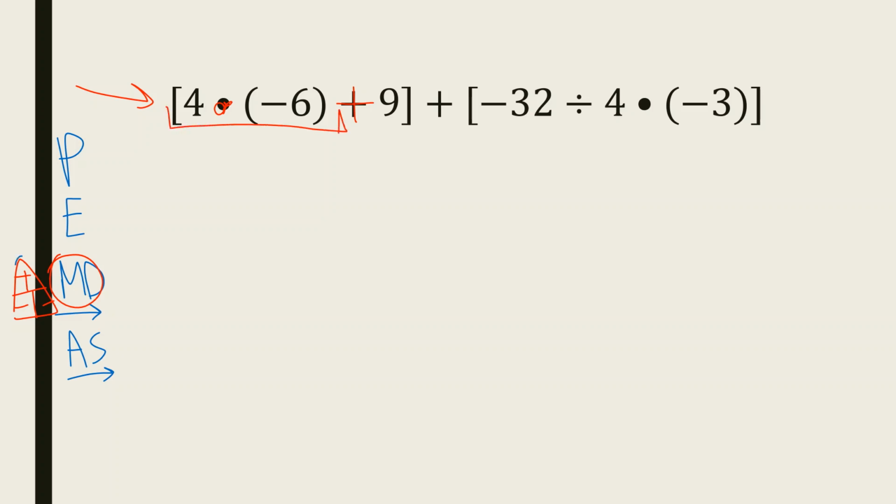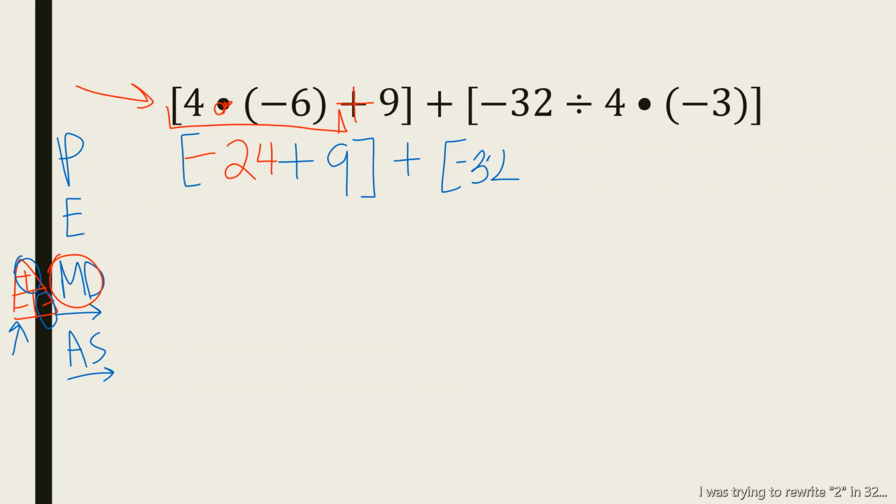Let's use our triangle. Positive 4 times a negative 6 will give us a product to be a negative 24. And let's bring everything down. Plus 9, and make sure you include the parentheses as well. Plus the second group, negative 32 divided by 4 times negative 3.